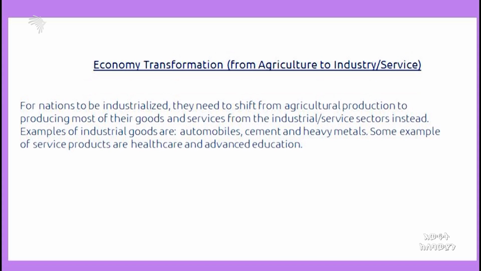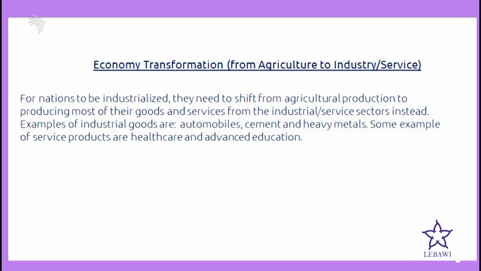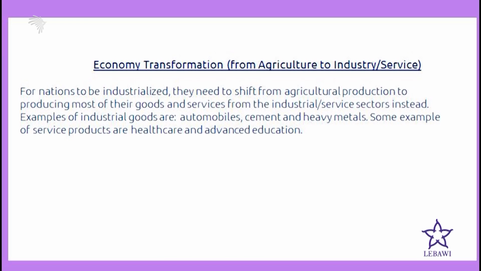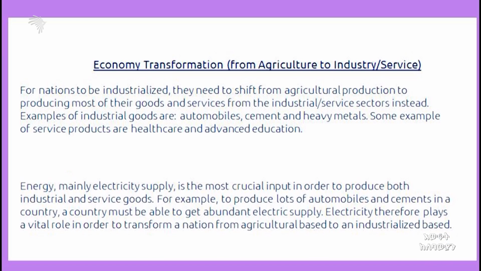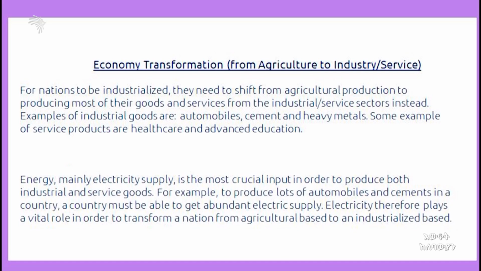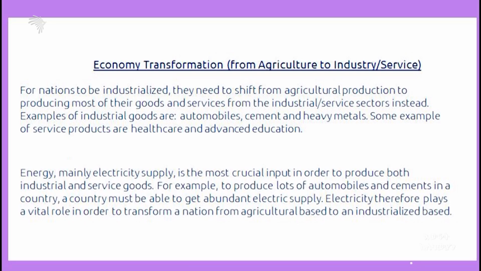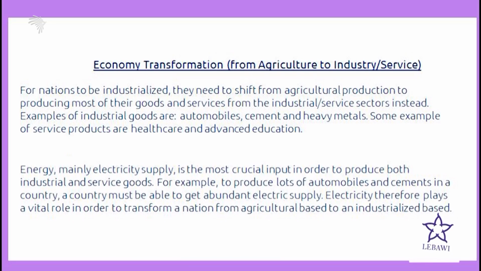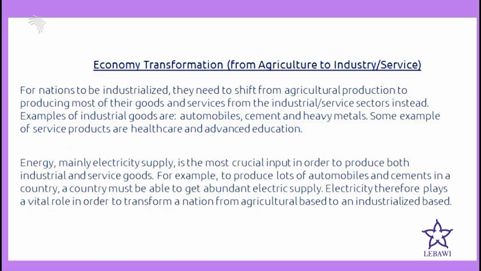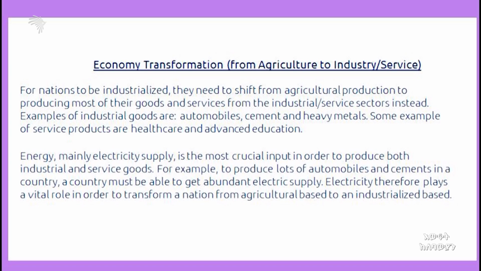Examples of industrial goods are automobiles, cement, and heavy metals. Some examples of service products are healthcare and advanced education. Energy, mainly electricity supply, is the most crucial input in order to produce both industrial and service goods. For example, to produce lots of automobiles and cement, a country must be able to get a lot of electric supply. Electricity therefore plays a vital role in transforming a nation from agricultural-based to industrialized-based.